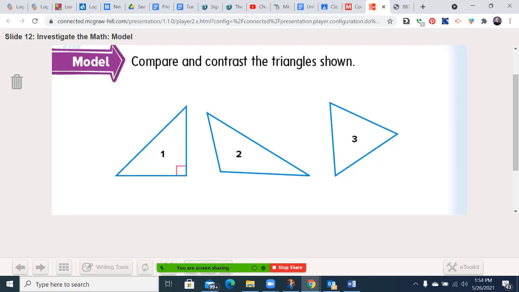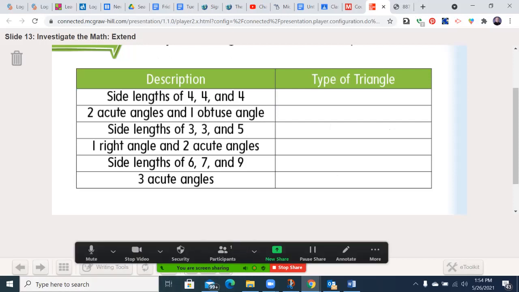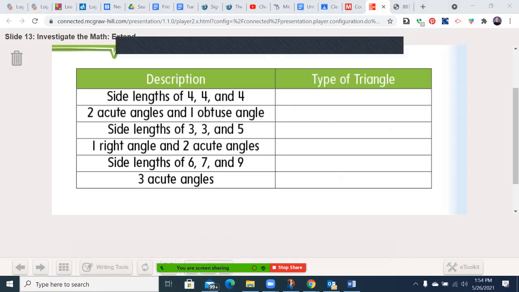But what we can say is the same about them. They all have 1, 2, 3 angles and 1, 2, and 3 sides. Here they're going to try to quiz us. Side lengths of 4, 4, and 4. So you notice that they're all the exact same length. So this one would be equilateral.